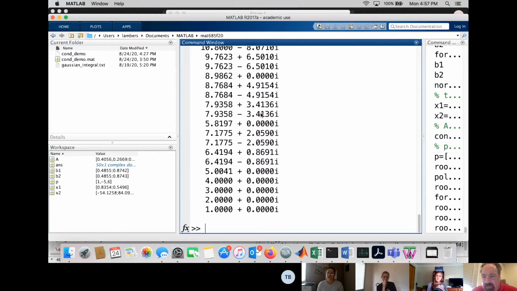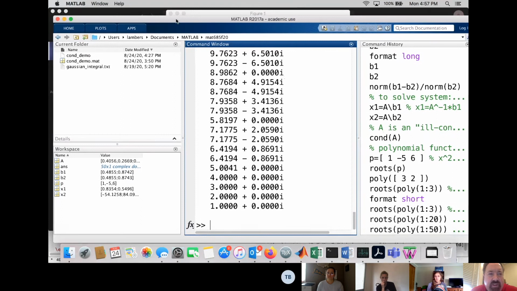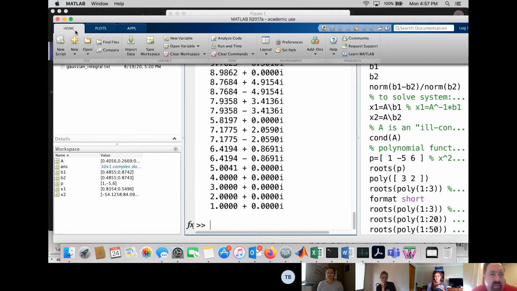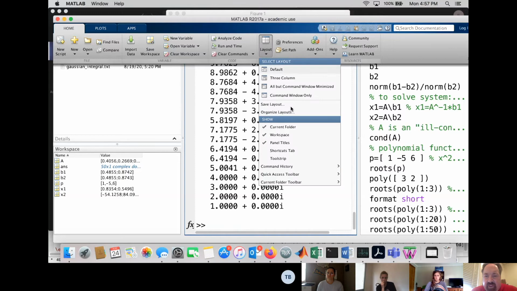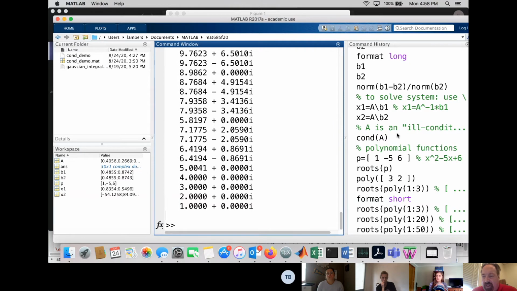One thing I want to make sure everyone's aware of. Wait, where's my... That's weird. It's not showing me my menu bar. Okay. Oh, okay. So now I'm on a Mac. It may be different for you if you're on Windows, but look at layout. A very useful window to me is command history. I have it docked. You might not by default, but if you select docked, then it'll include it in your layout. So here's my command window, here's my files, here's my variables, here's my command history.